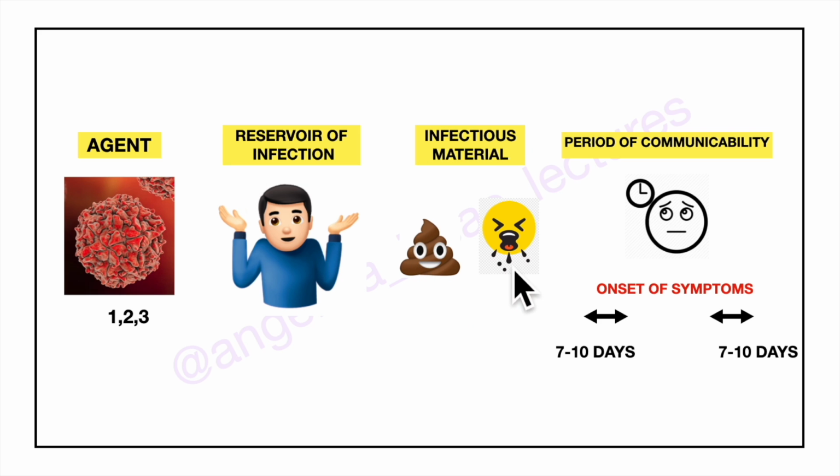Next, let's look at the infectious material. It is mainly the feces and the oropharyngeal secretions which are the infectious material. After this, what is the period of communicability? It is 7 to 10 days before and 7 to 10 days after the onset of symptoms. By remembering this diagram, we can easily remember the main points associated under the agent factors.